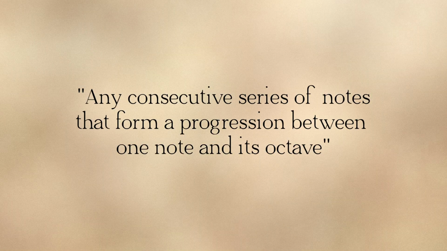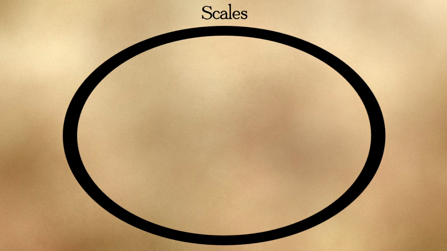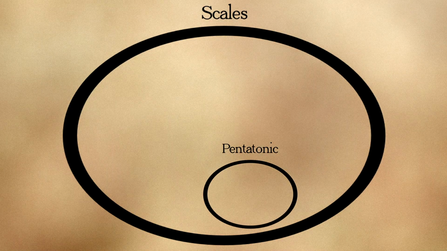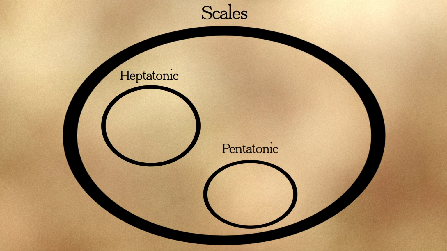Let's start with scales, which can be defined as any consecutive series of notes that form a progression between one note and its octave. This is a super broad definition, which I will depict with a big circle. Basically everything we will be talking about today falls under this definition of a scale. For example, pentatonic scales feature 5 notes that span the octave, while heptatonic scales feature 7 notes. This is one of the ways music theorists categorize scales, by how many notes they use.